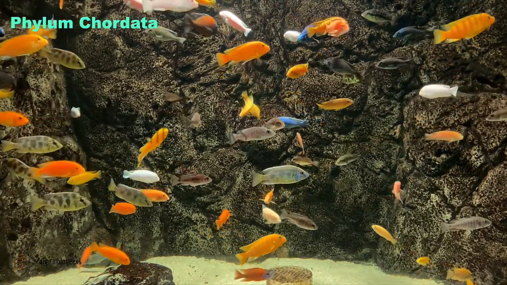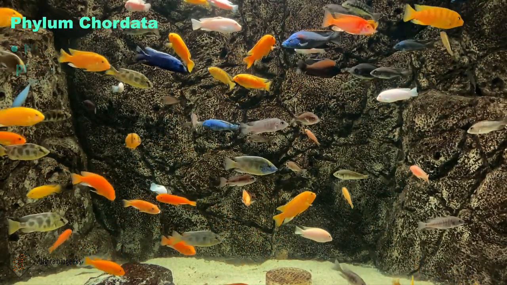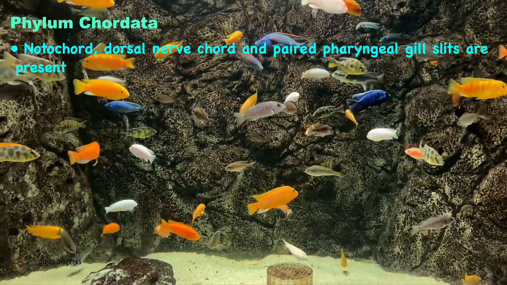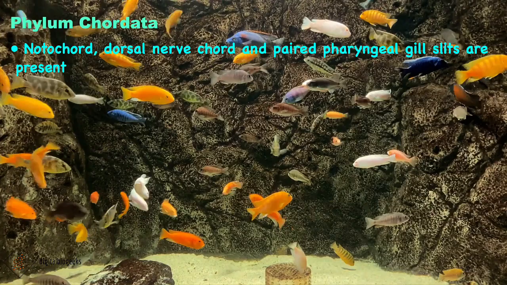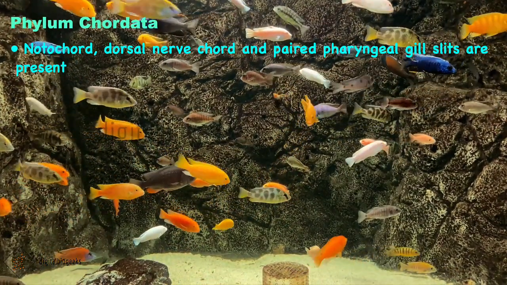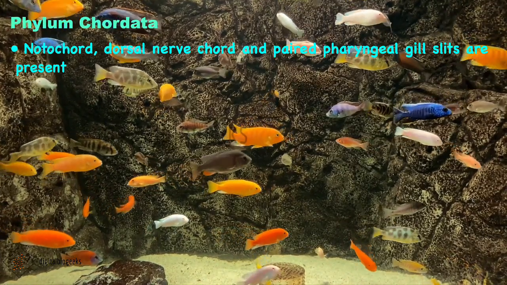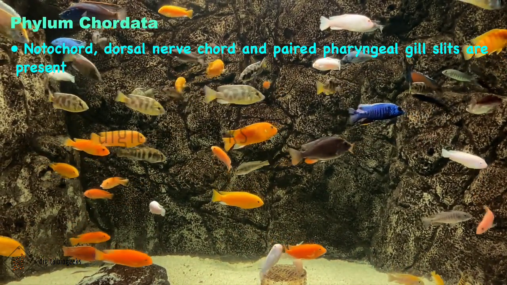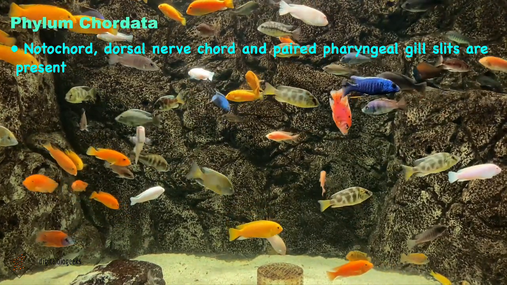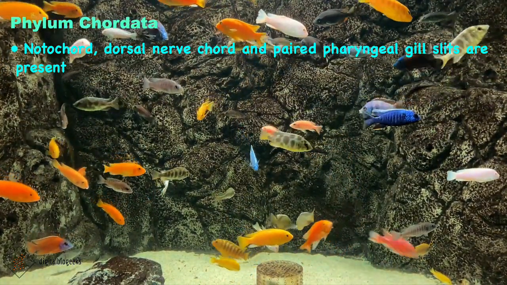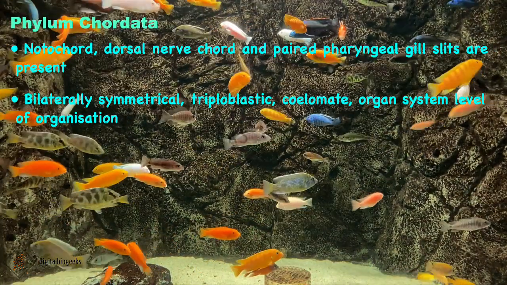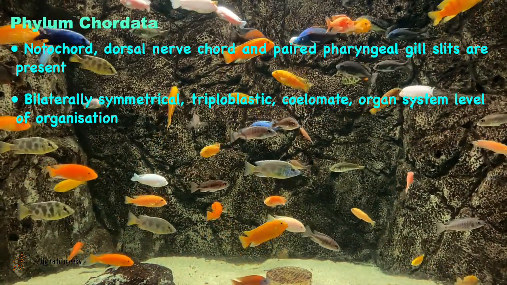Phylum Chordata. They are chordates due to the presence of a notochord, a dorsal hollow nerve cord and a pair of pharyngeal gill slits. In humans, the notochord develops into the discs between the vertebrae and the dorsal hollow nerve cord develops into the brain and nervous system. Paired pharyngeal gill slits are also present in chordates. They are bilaterally symmetrical, triploblastic and coelomate with an organ system level of organization.